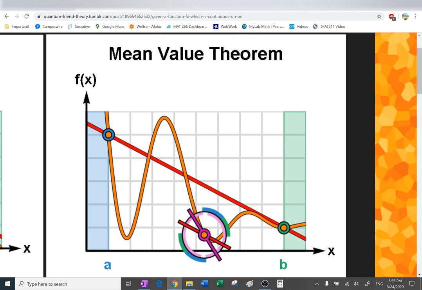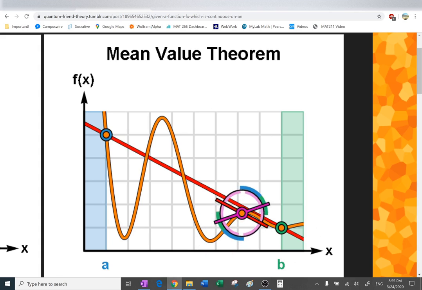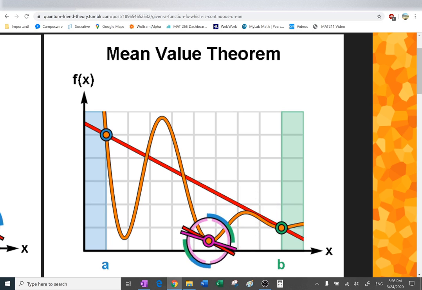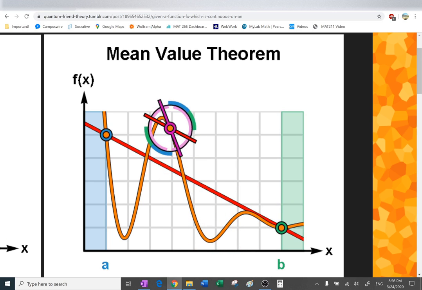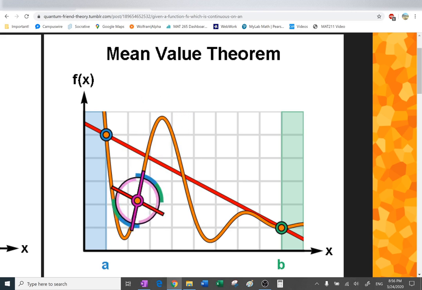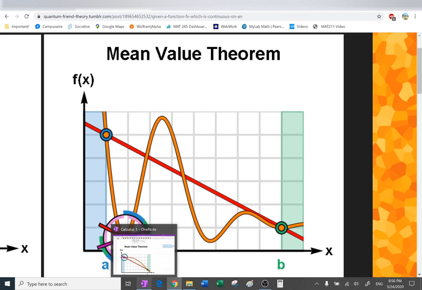The function can have many cases like that. So, as you can see in this situation, there are many places where this c happens. Here's my c1, here's one more c, and then one more c, where the slope of the tangent line matches the slope of the secant line. That's a very nice animation. Thank you very much to the person who created this.